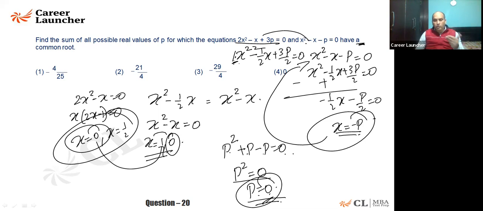Fine. So what is the value of p that is coming out here? Only one value of p. It is not talking about the common root. It is talking about the sum of all possible values of p. So there's only one value of p which is coming here, that is equal to 0. So I'll say the sum of the values of p is coming out to be 0. Is it fine, everyone there?